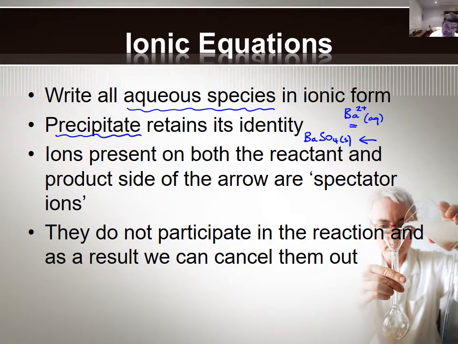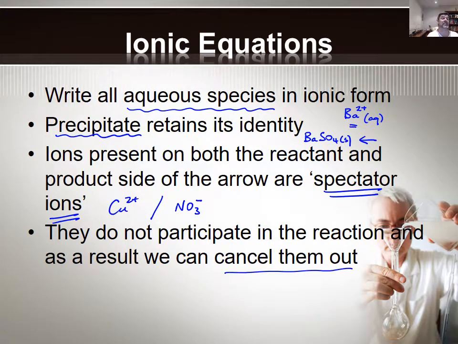In the example on the previous slide, copper was present at the beginning of the reaction, and it was still present at the end in solution. So were the nitrate ions. These two ions, which were in the solution at the beginning and were still in the solution at the end, didn't actually participate in the reaction in an active sense, and so they are regarded as spectator ions. Ions that are in the solution on the reactant side and the product side are common to both sides of the arrow, if you like, and as a consequence, we can cancel them out. And this is going to seriously simplify our ionic equations.